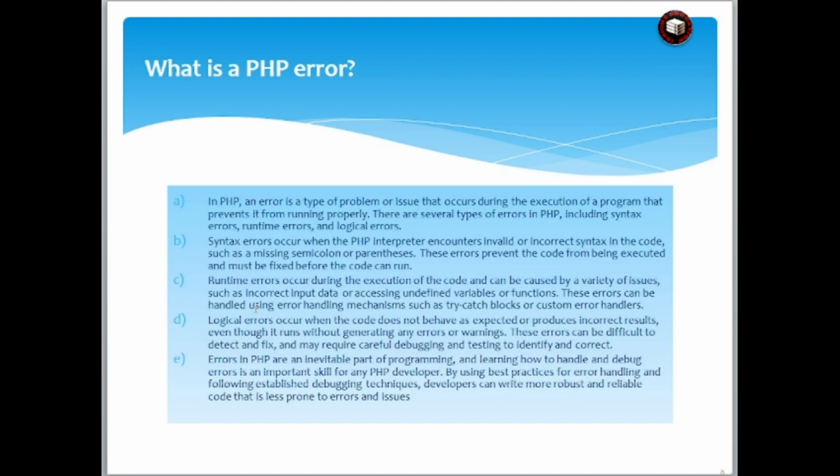Next, what is a PHP error? An error is a type of problem or issue that occurs during the execution of a program that prevents it from running properly. There are several types of errors in PHP, including syntax errors, runtime errors, and logic errors.